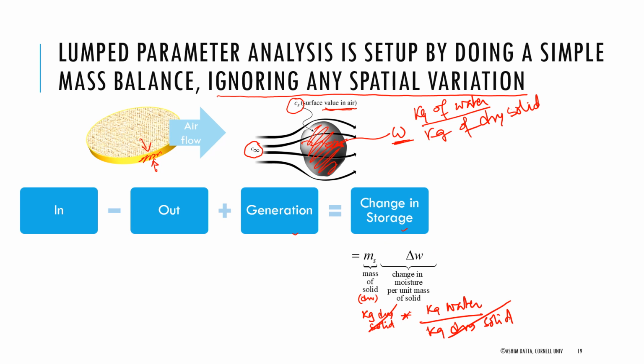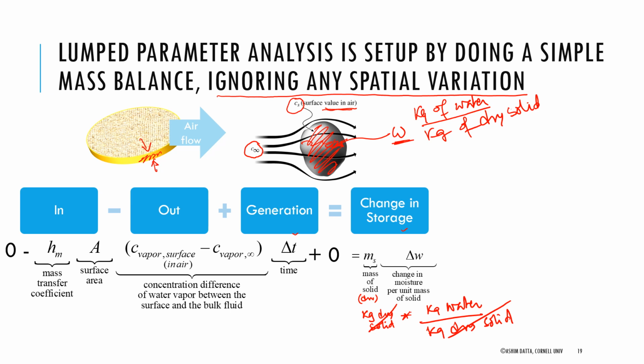And so how did it lose? It lost because it's losing from the surface. The moisture is evaporating at the surface and it's being carried away by convection. At what rate is it being carried away? Because it's a drying process, things are not coming in, and the amount carried away is the mass transfer coefficient, in meter per second, times area in meter square, times the concentration of vapor at the surface.